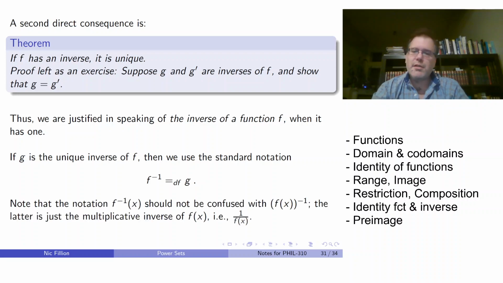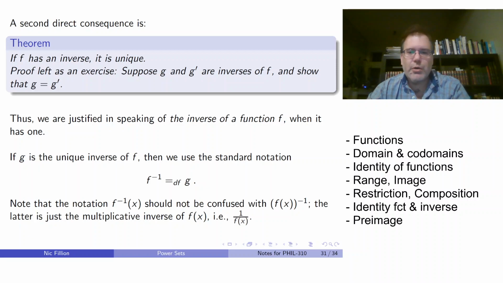Now I just want to draw your attention that I don't confuse the notation f inverse of x with f of x exponent minus 1. If you remember your algebra, f of x exponent minus 1 just means 1 divided by f of x, which isn't the same as the inverse of f, except in very special cases, but definitely not in general.